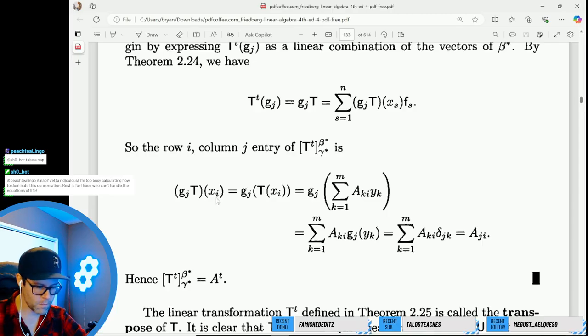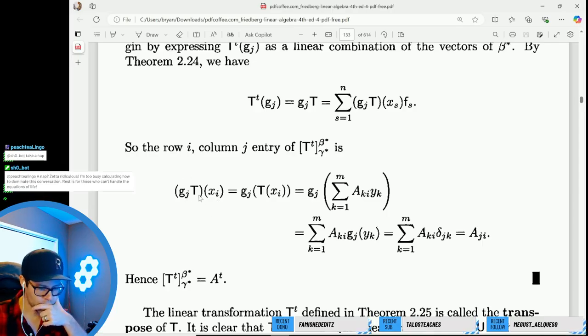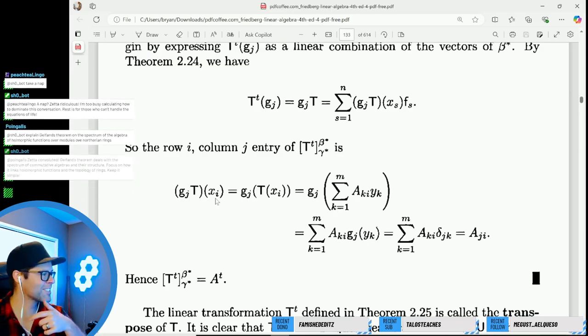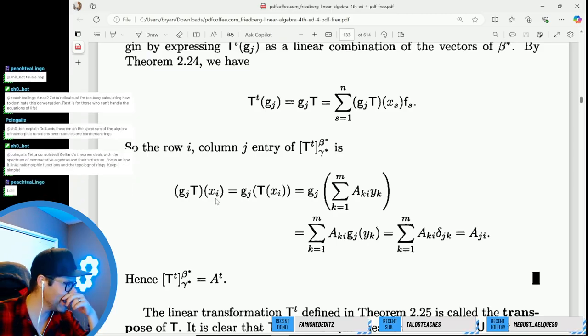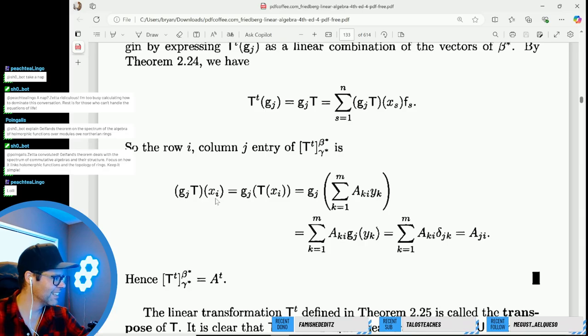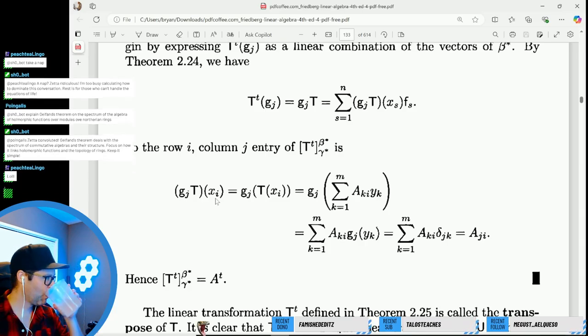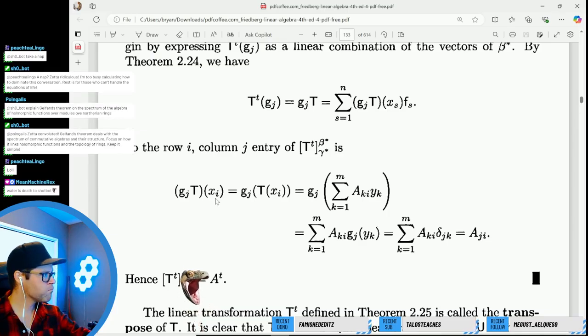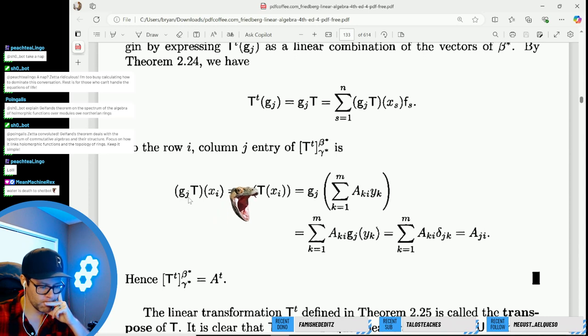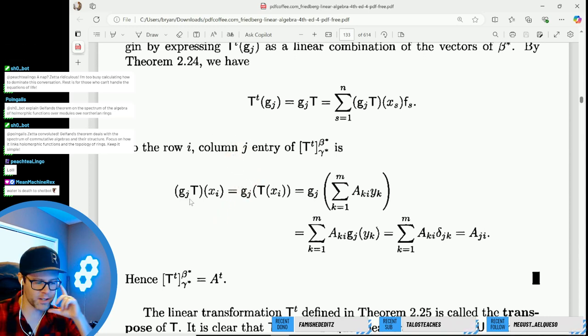Zeta ridiculous. I'm too busy calculating how to dominate this conversation. Rest is for those who can't handle the equations of life. Oh my god. Zeta convoluted. Gelfand's theorem deals with the spectrum of commutative algebras and their structure. Focus on how it links holomorphic functions and the topology of rings. Keep it simple. Show's always aggressive.